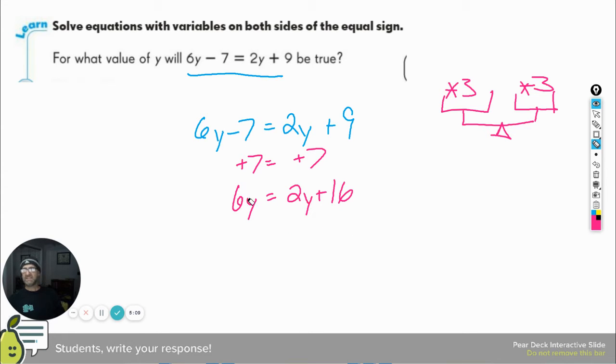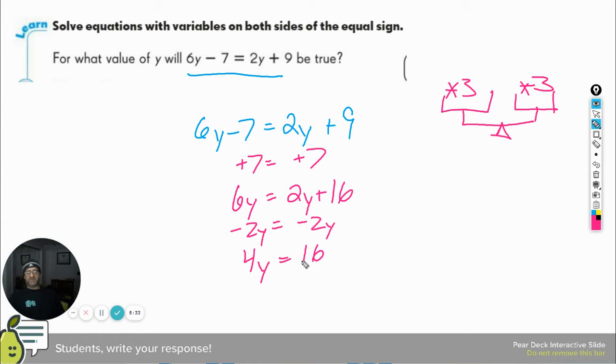The easier thing to do would be to take this 2y and get rid of it. So how do I get rid of a positive 2y? Well, I'm going to subtract 2y, and over here I'm going to subtract 2y. 6y minus 2y gives me 4y. 2y plus 16 minus 2y will give you just 16.